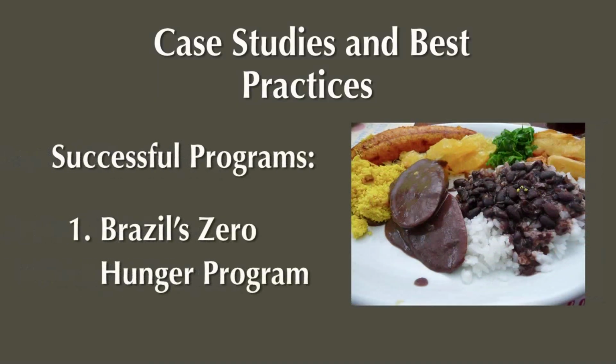Now, after discussing the strategies for maintaining food and nutritional security, we'll discuss some classic case studies and best practices which ensure food and nutritional security across the globe. One such success program is the Brazil Zero Hunger program. This program succeeded in removing Brazil from the world hunger map by reducing the population suffering from malnutrition by 82% between 2003 and 2012.